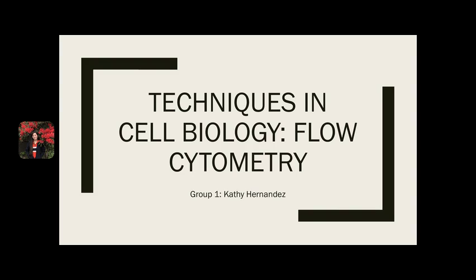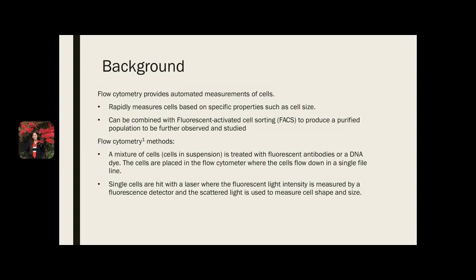We're looking at techniques in cell biology, specifically flow cytometry. Biologists use flow cytometry in order to identify and quantify specific cells with set properties. Flow cytometry provides automated measurements of cells. This is beneficial because it provides rapid measurements based on specific properties such as cell size. This can also be combined with a technique called fluorescence activated cell sorting, which produces a purified population that can be further observed and studied.